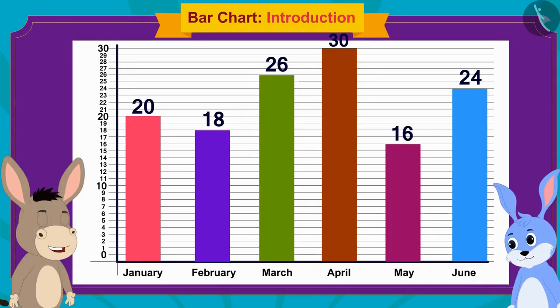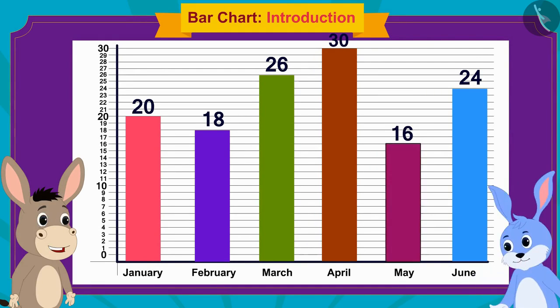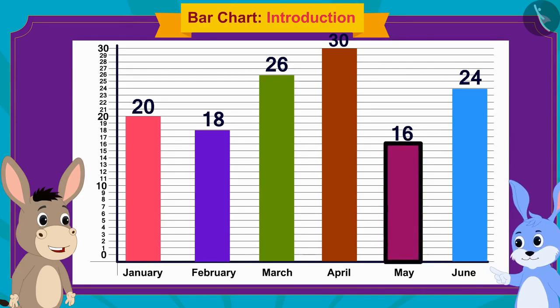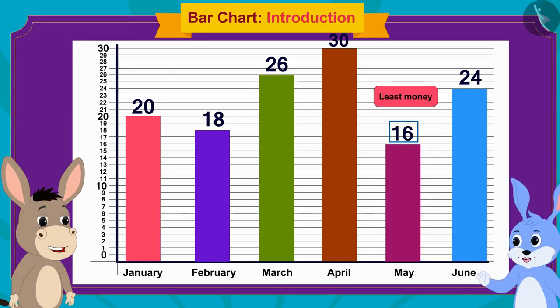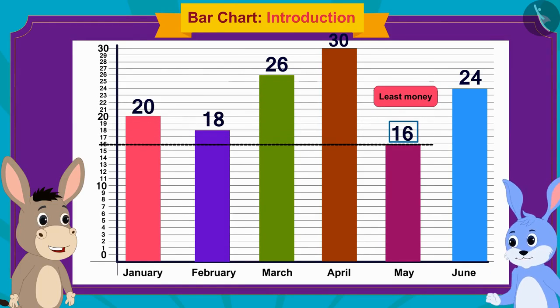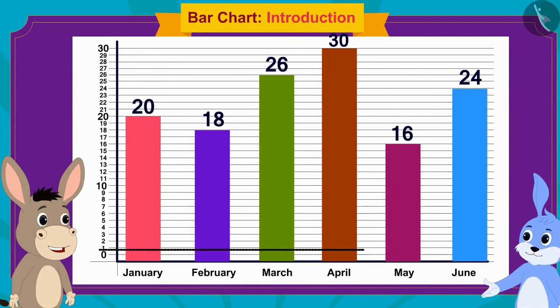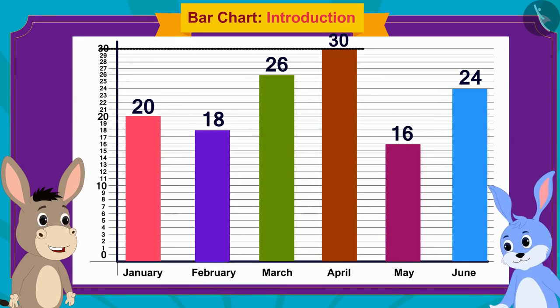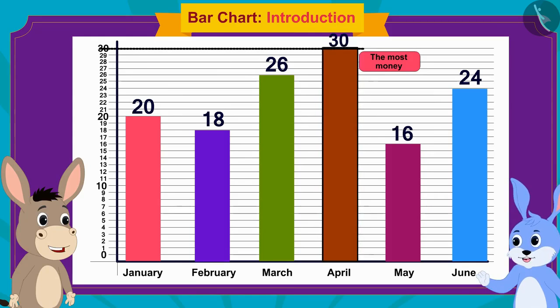Absolutely, Bhola. Now it has become very easy. The month of May has the smallest rectangle, which means I saved the least money, 16 rupees, in the month of May. And look, the month of April has the longest rectangle. That means I saved the most money, 30 rupees, in the month of April.